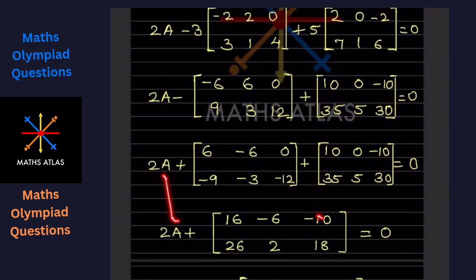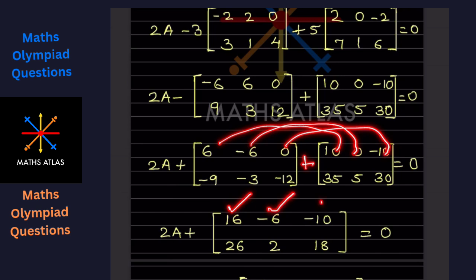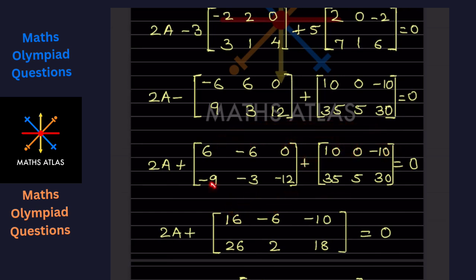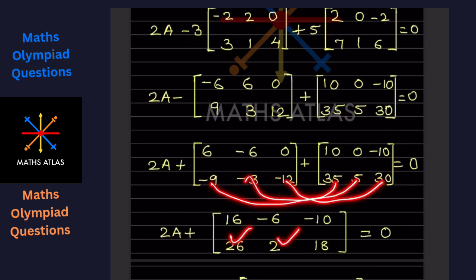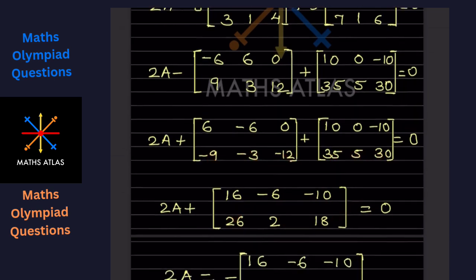Same. So now what are you going to do? This is a plus sign in between. So this and this you are going to add, that will be 16. This and this when you add, that will be minus 6. This and this when you add, that will be minus 10. Now when you add this one, when you solve this, you get 26. When you solve this, you get 2. And when you solve this, you get 18. So that is 0. So now what will you do?